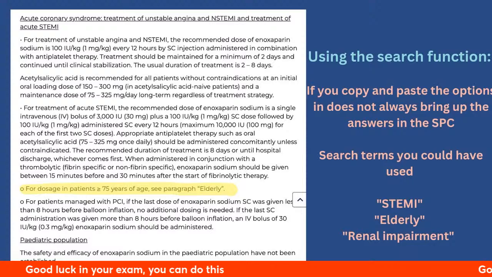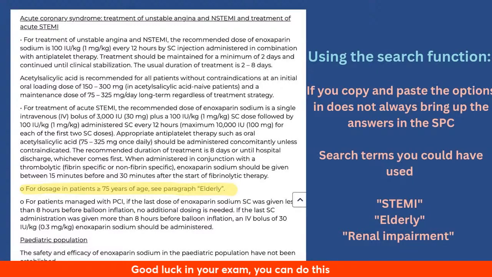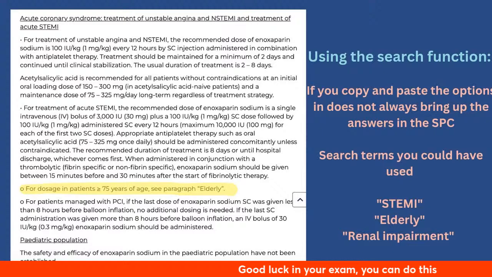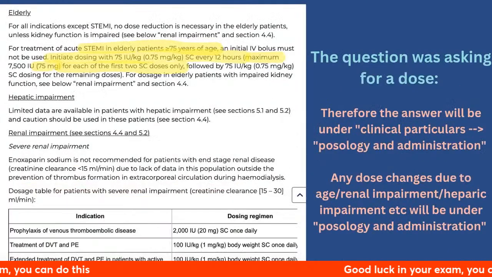We're going to go down onto posology and administration. We know essentially we go down here, we're looking at doses, but it says for dosage information, for those over the age of 75, we're going to go over to our elderly. What you could have done in terms of your search terms, if you search STEMI, it would bring up this section of the SPC. Even if you search elderly, it would have brought this section up first, then essentially the elderly section, which I'm going to show you next.